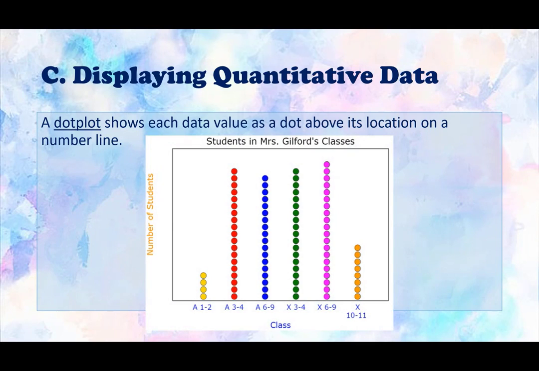An example of that would be how many students are in Miss Guilford's classes. So as you can see, these numbers range from 4 to, I believe this is 21. And you can count the number of dots to see how many kids are in each class.